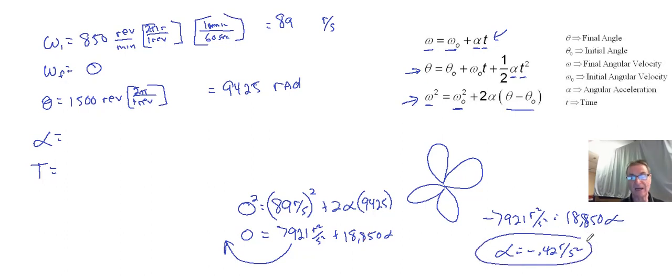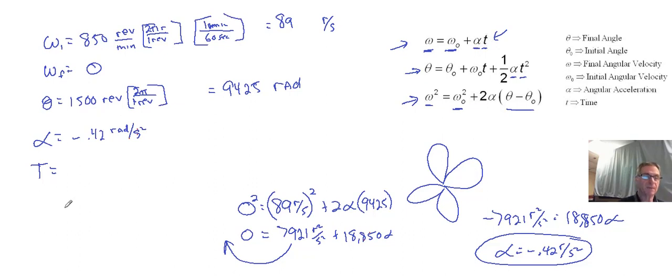radians per second squared. So it takes some time for this thing to slow down, right? Or it's probably going to take some time for this thing to slow down. So this is negative 0.42 radians per second squared. Okay, now we'd like to know how much time it took. Well, if we look at the top equation up here, we have initial velocity, final velocity. We have alpha now, we can get t.